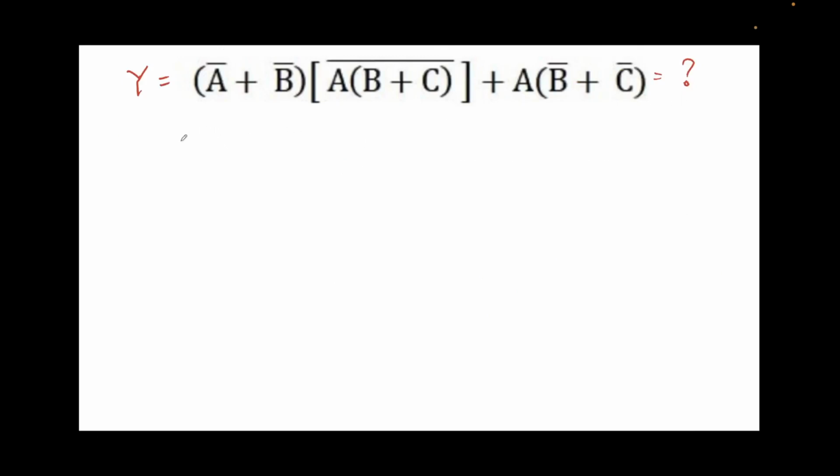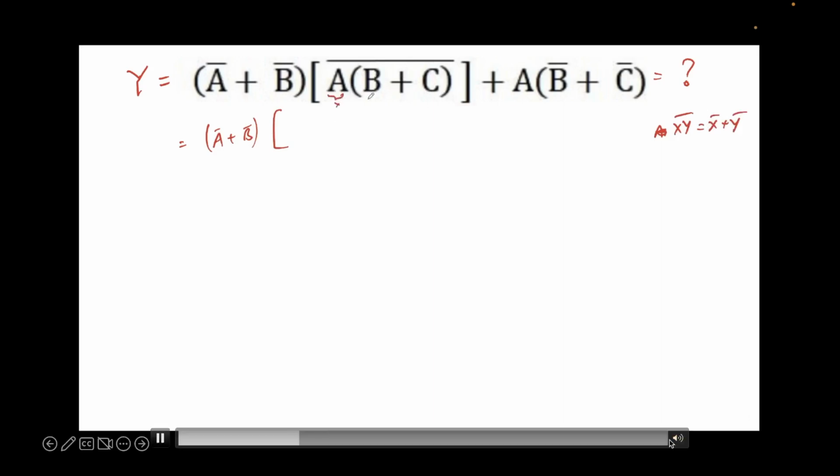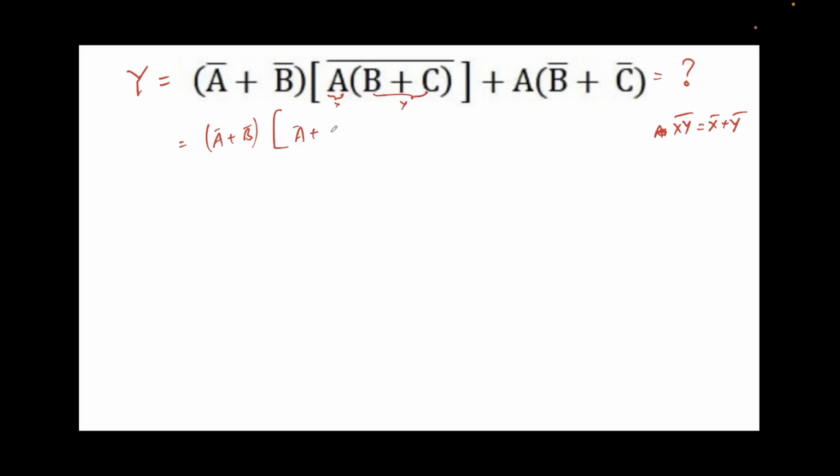Okay, so let me write it as, now what I'll do is I'll take the first term as it is and apply De Morgan's law in the inner bracket. We know that De Morgan's law is XY whole bar equal to X bar plus Y bar. So let's implement this on this inner square bracket. X is A here, and this is Y. So we'll get A bar plus (B plus C) whole bar.